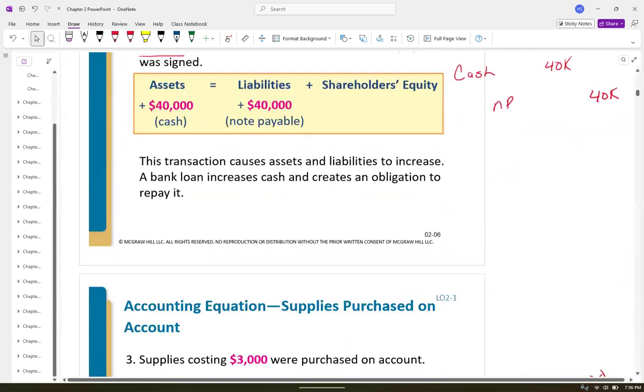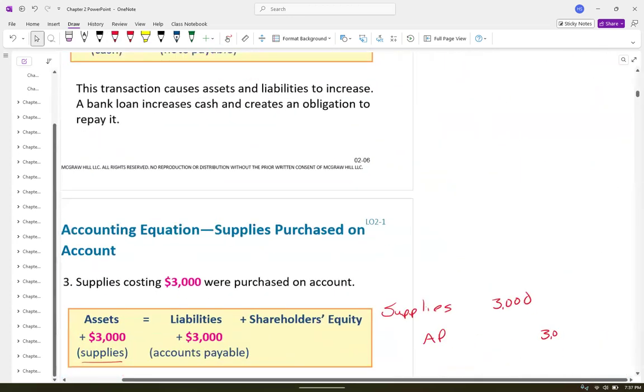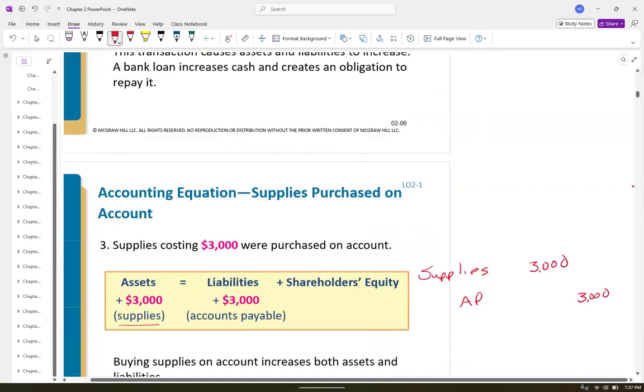Whoop, just trying to not let that get out of my lines, but it did. There we go. Okay.